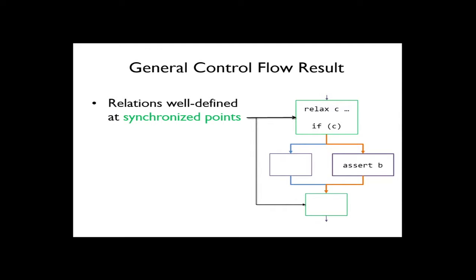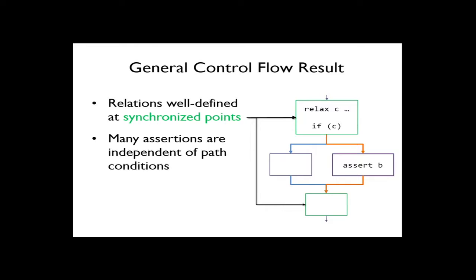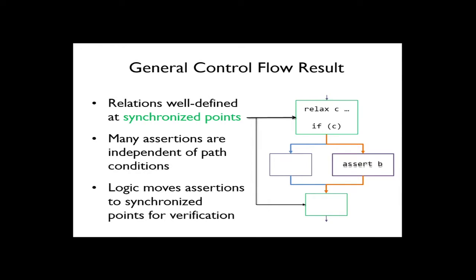Now, the observation that we made while we were actually using the system and building it was that in many cases, some of these assertions that we're interested in are actually independent of the path conditions that we want to verify. And what our logic supports is verifying that these things are independent and moving these assertions to synchronization points, verifying there with those relations, and then pushing them back down to verify or discharge the assertion inside the particular branch where we encounter that assertion.